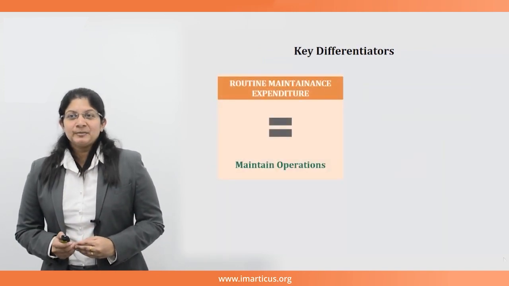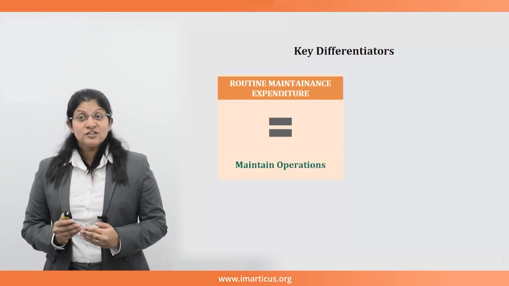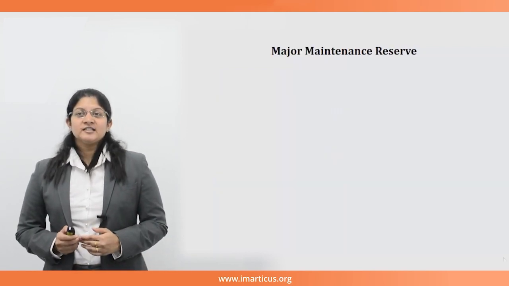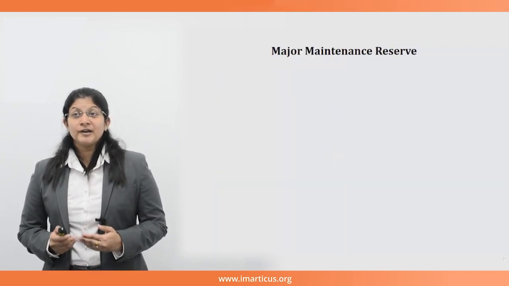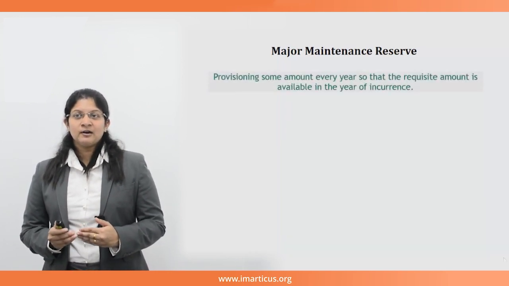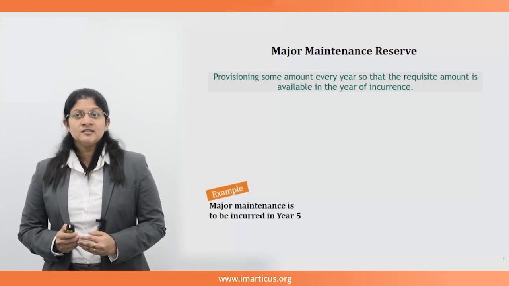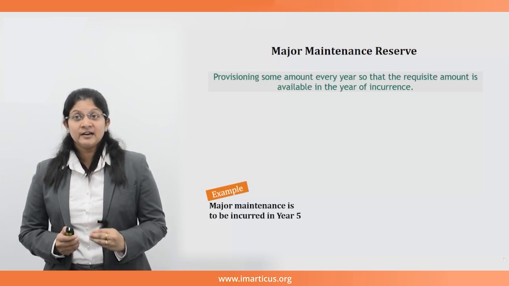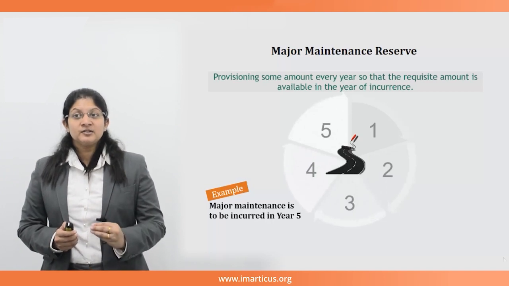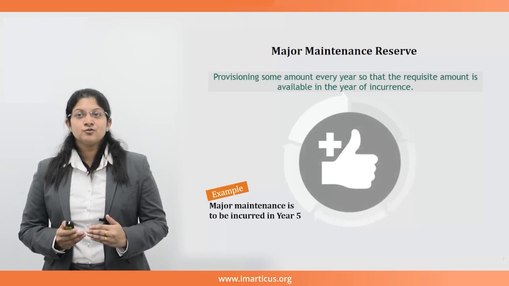So the important thing to remember is that it is routine maintenance if it's just to maintain the operations of the asset, but major maintenance if it results in increasing the asset life. For such major maintenance, usually a major maintenance reserve or MMR is required to be maintained. This is usually done by provisioning some amount every year so that the requisite amount is available in the year of incurrence. For instance, if major maintenance is to be incurred in year 5, 1/5 of the amount required would be set aside in each of the 5 years preceding such expense so that in year 5, this amount is readily available to be incurred.